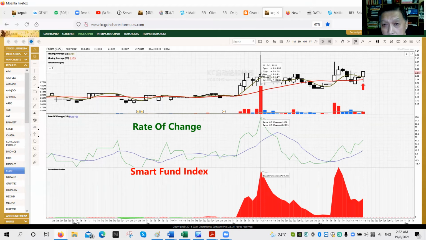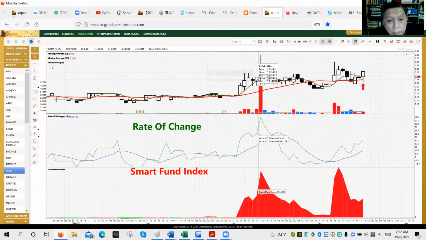Okay, so after that you can see the sudden move of this stock. July 12 actually moved to 25.5. That's about more than 10 cents. It moved to 30 cent. Okay, 38 cent. Okay, so that is your profit.